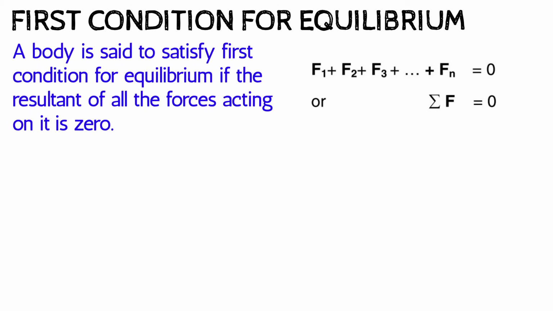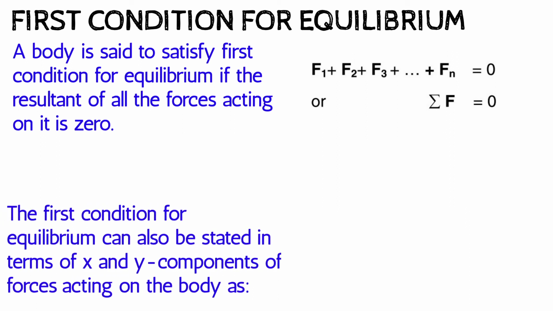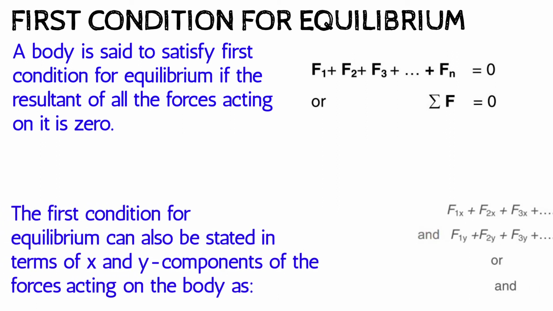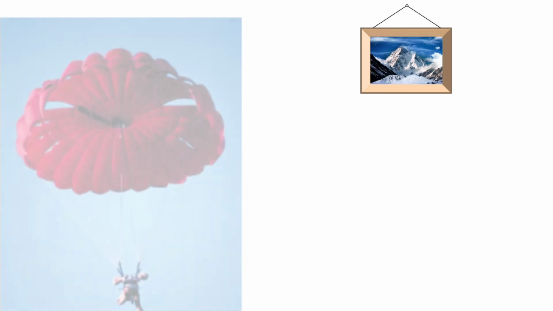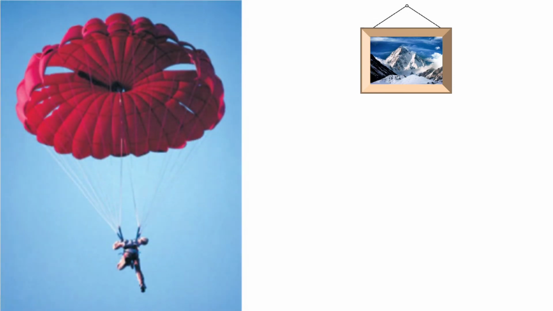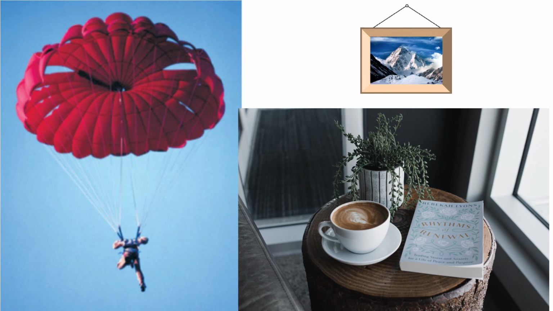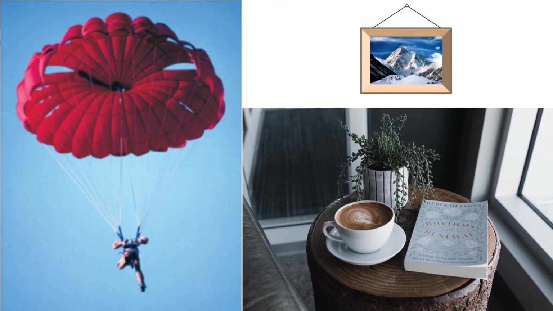The first condition for equilibrium can also be stated in terms of x and y components of the forces acting on the body as: a wall hanging is in equilibrium, a paratrooper coming down with terminal velocity is in equilibrium, a book lying on a table is at rest and thus satisfies the first condition for equilibrium.